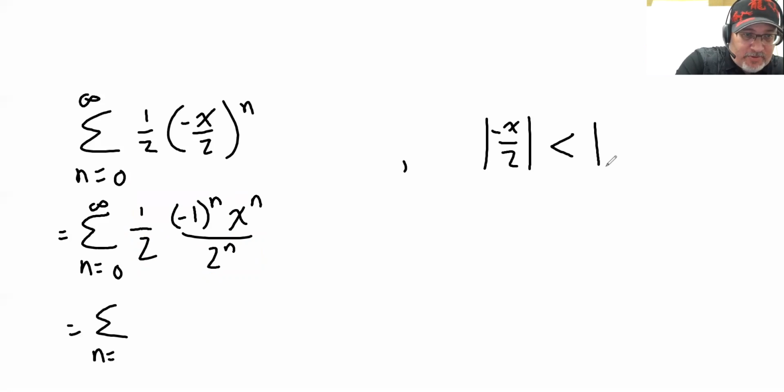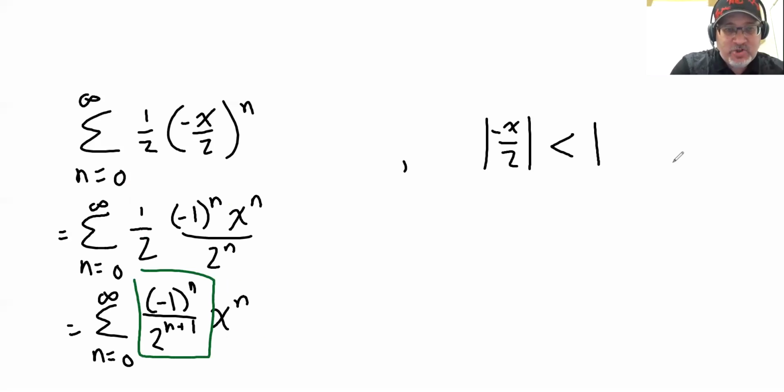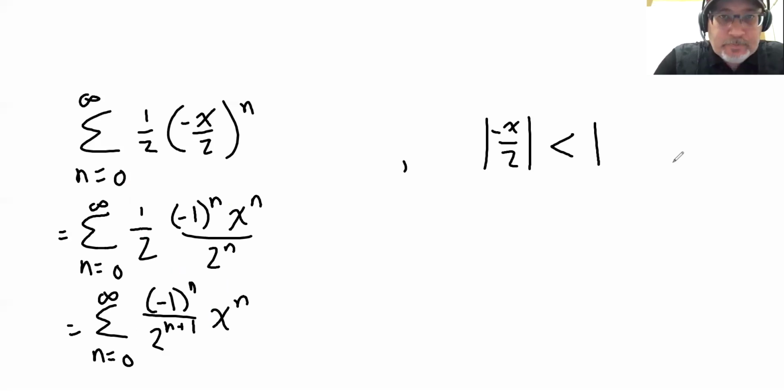Sum n equals 0 to infinity. The 1 on top of the 1/2 doesn't matter. We have negative 1 to the nth power. In the denominator, 2 times 2 to the n is 2 to the n plus 1. And we have the x to the n. And now we've got it looking a little bit more like a power series, the sum of a coefficient times x to a power. Now, what about the interval of convergence?